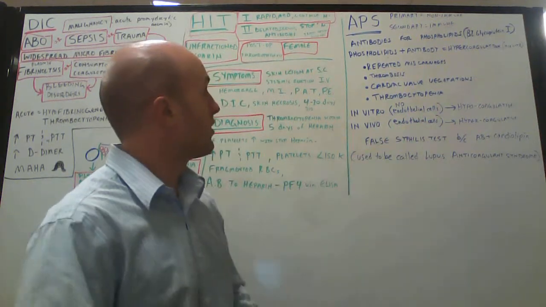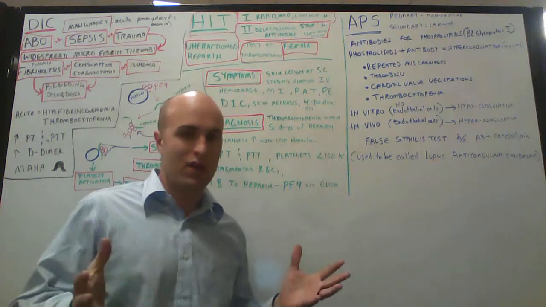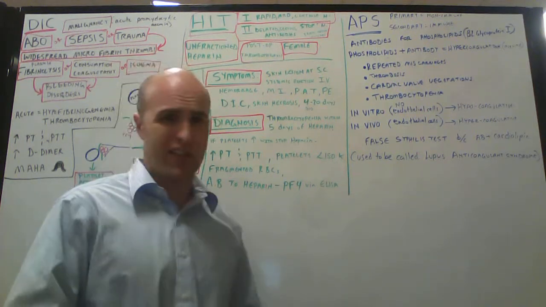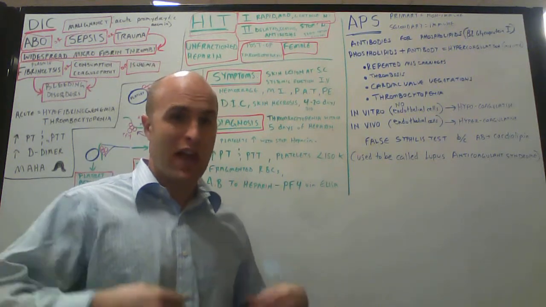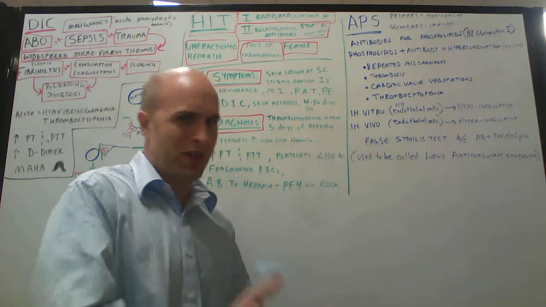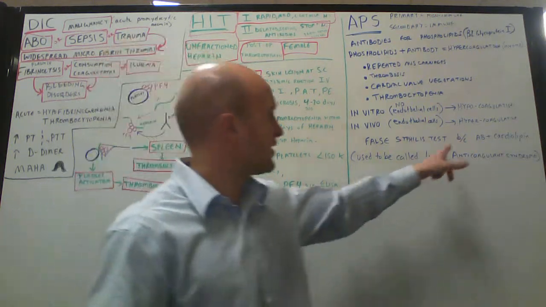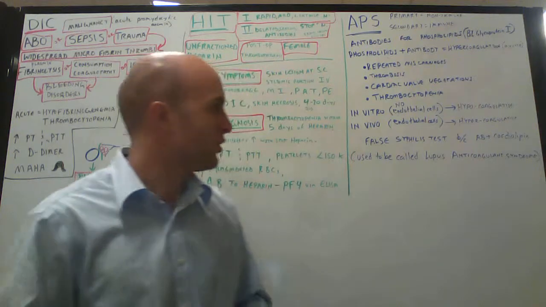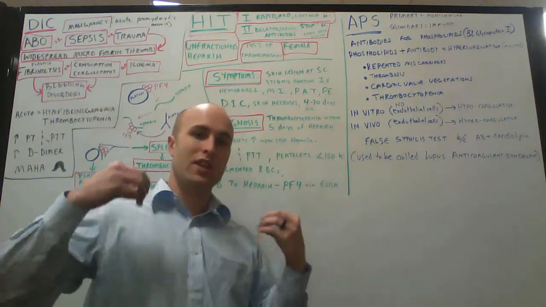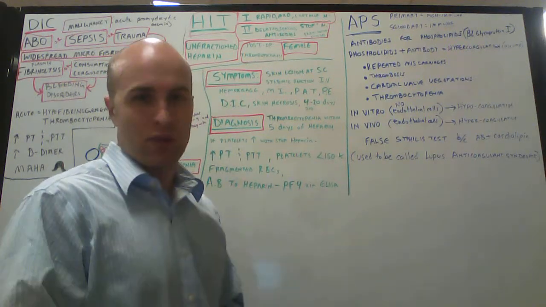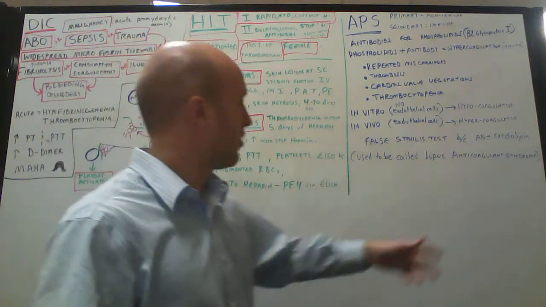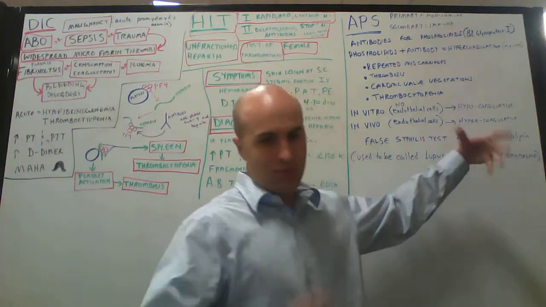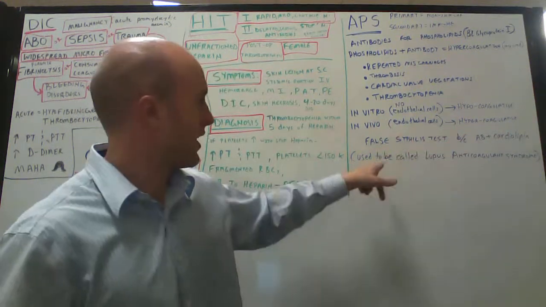Next, you'll also see with APS something that's kind of a strange anomaly. You'll get a false syphilis test. So you'll test them for syphilis, and it'll say that they have syphilis, but they don't have syphilis. The reason for this is because the antibodies are binding to cardiolipin, which is a phospholipid. And so it looks like, oh wow, they must have syphilis, but no, in fact they have APS.